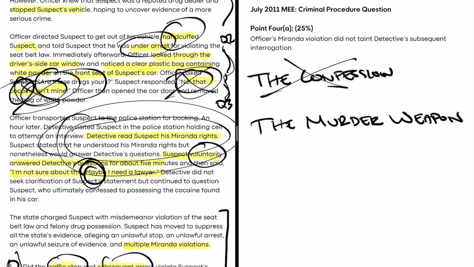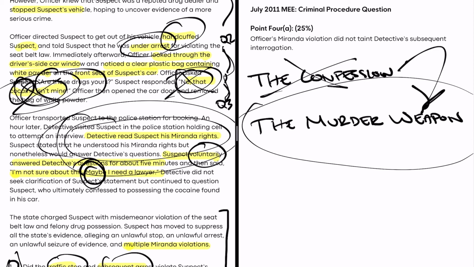We know that the prosecution cannot use that confession in their case in chief because the confession was obtained in violation of Miranda v. Arizona. But this still leaves the question about the murder weapon, because they found the location of the murder weapon based on the confession. During the confession, the suspect reveals where the murder weapon is. So then they go out and they find the murder weapon. Is the murder weapon admissible?